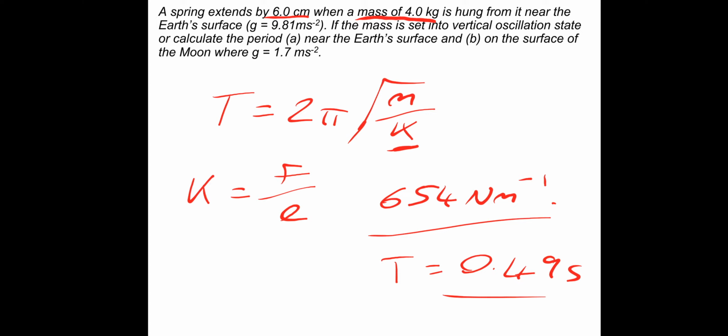So one more question. Tricky one. Let's have a go at it. So let's pause. The period of vertical oscillation of a mass spring system is T when the spring carries a mass of 1 kilogram. What mass should be added to the 1 kilogram if the period is to be increased to 1.5 T?